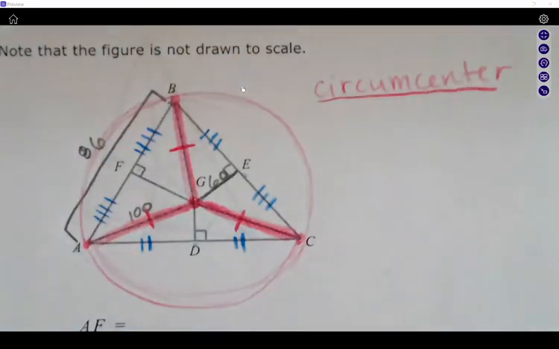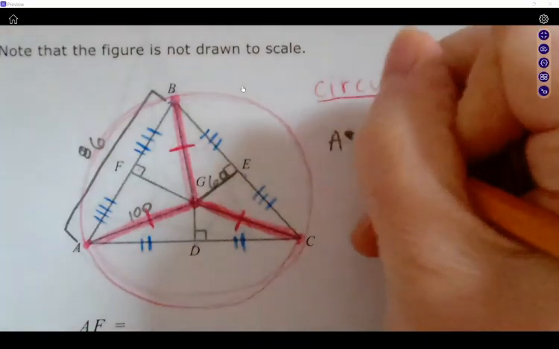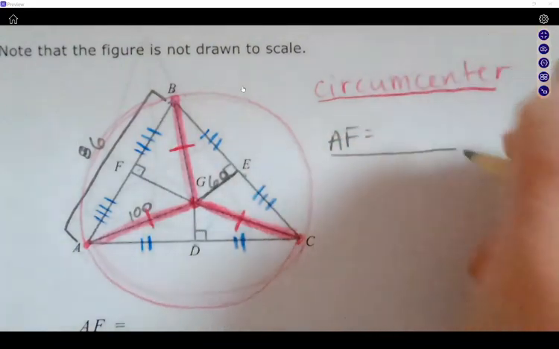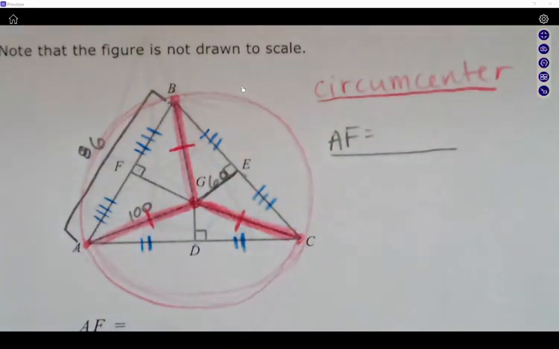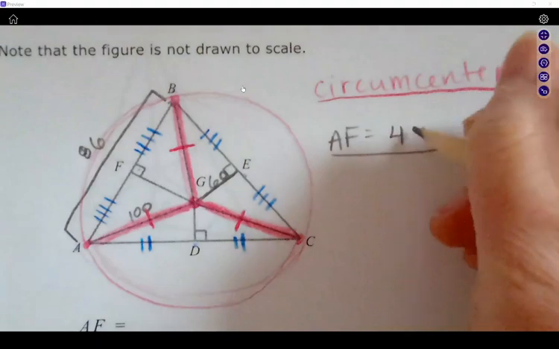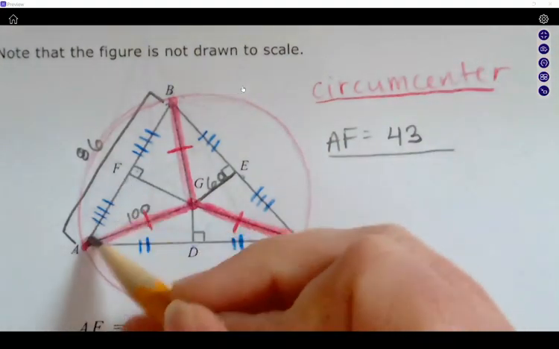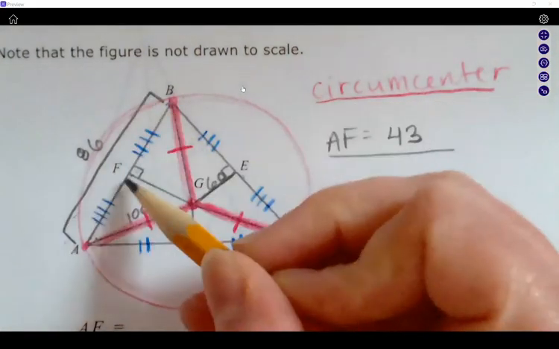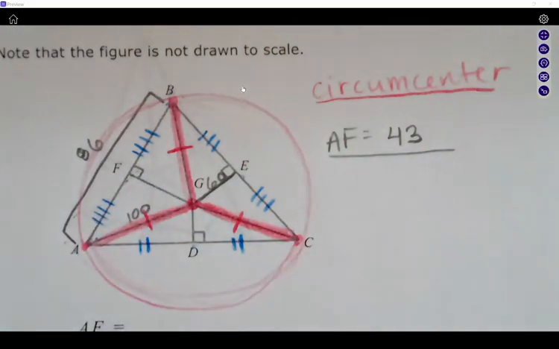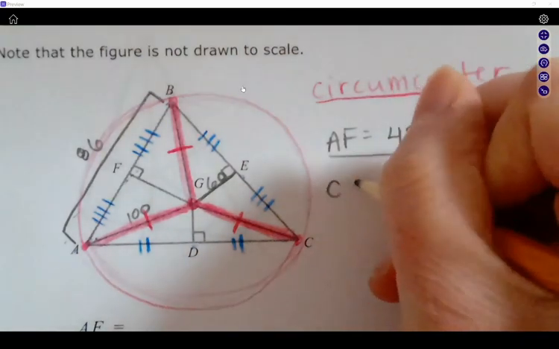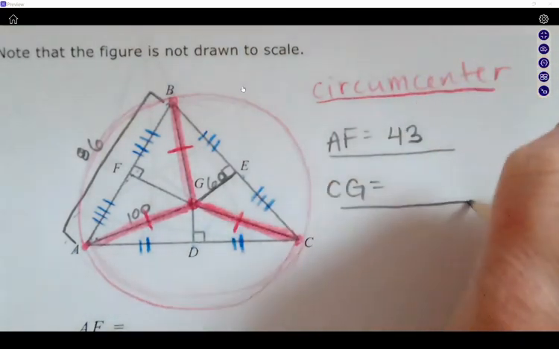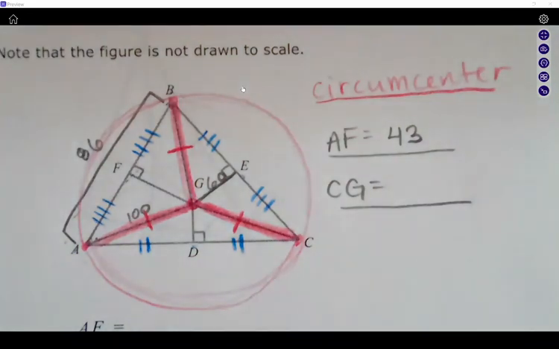We're going to look for different measures in this figure. At first, we're asked to find the measure of AF. Can you tell me what the measure of AF is? It's half of 86, so it's 43. So AF is here, and that's half of 86, so it's 43. All right. What about CG? How do you know? Because it's congruent.